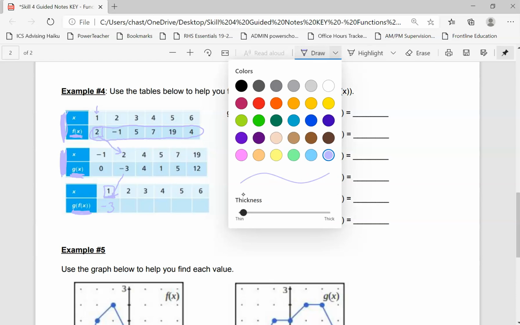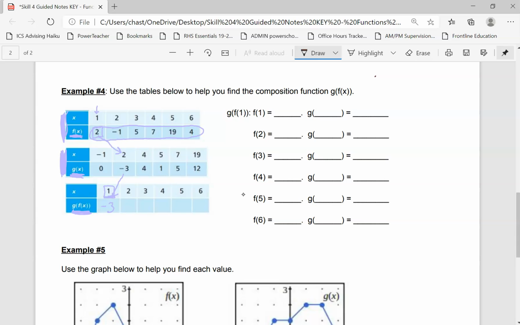I'm going to use a different color to illustrate the next one. If I were to do g of f of 2, well, here's my 2. f of 2 gives me -1. So I look for that input in the g of x function, and the result is 0. So that becomes my g of f of 2.